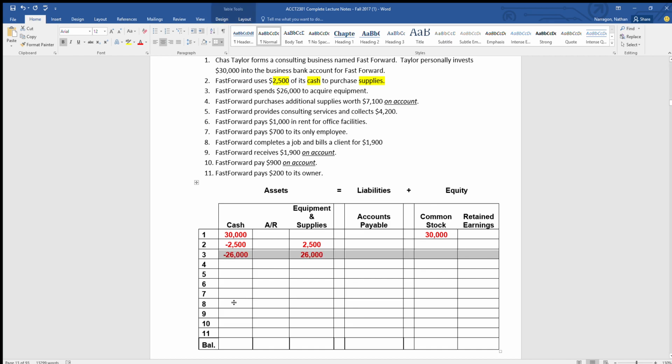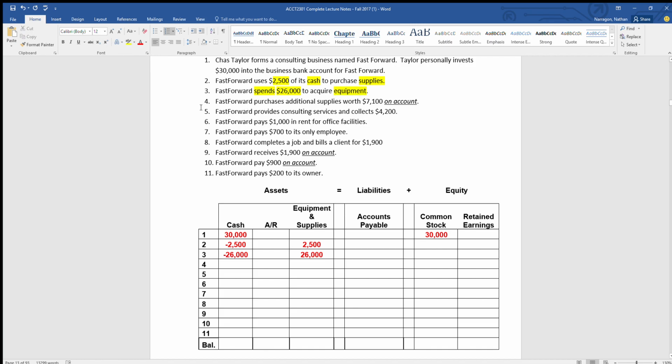So, again, cash goes down, supplies and equipment goes up. Right now, we don't have these two accounts separated. They're the same one. So, again, negative 2,600, positive 2,600. Anytime that we spend, that's usually cash. And again, there's equipment. Alright.